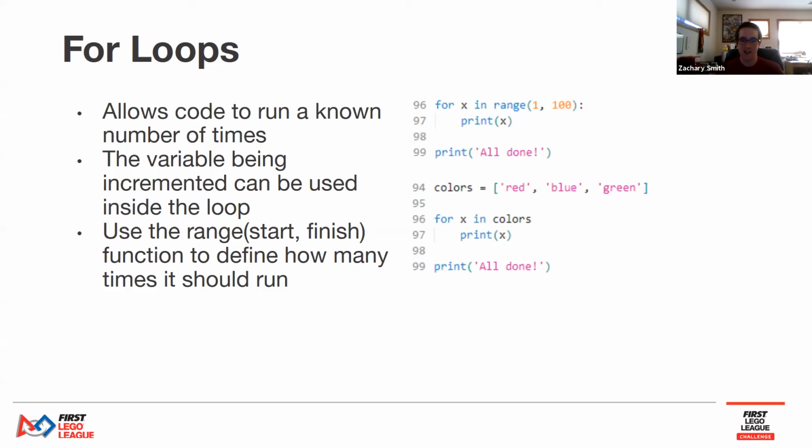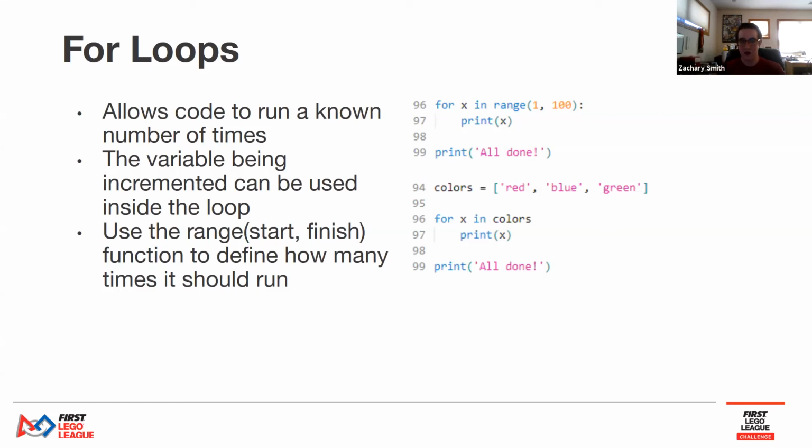So on the right-hand side, you can see you start off with a for, and then you want to declare the variable that you're actually going to be using inside of your loop. So an example of that is we'll say, for every single number inside the range 1 to 100, just print the variable. You can make sure, again, the print x line is on a new line, and it's going to be indented, indicating that it's part of the for loop.